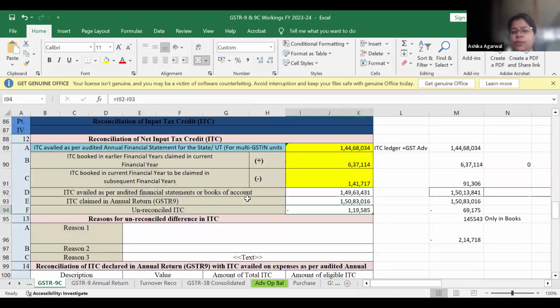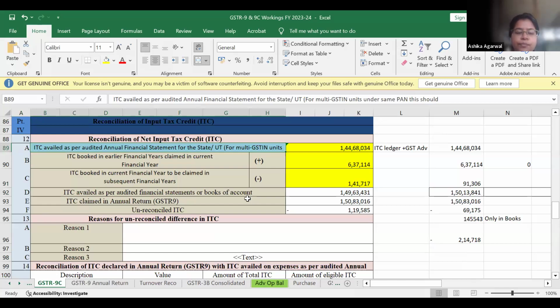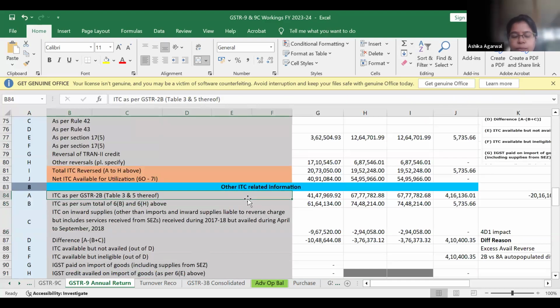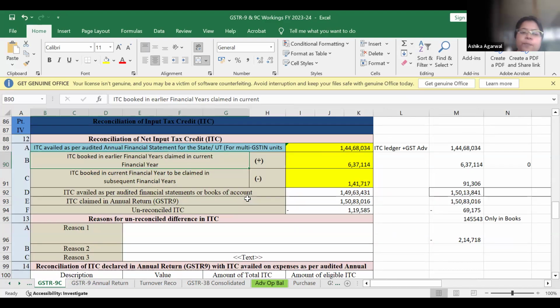Now let me take you to table 12 of GSTR-9C, where we have to give books versus 8. Now ITC as per books, you will basically get from the books of account you have recorded. But there may be a case, it may reconcile, it may not. Earlier, when GSTR-9 was to be filed, table 8 was based on GSTR-2A. Though 2B was introduced from August 22, we needed to reconcile with 2A to give table 8 of GSTR-9.